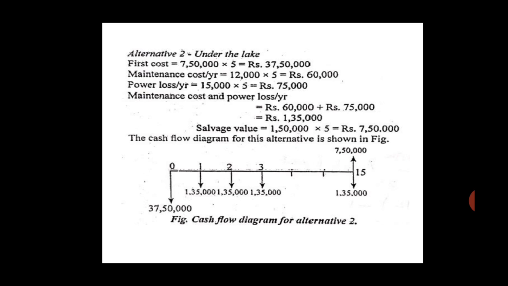So you can see the cash flow diagram for alternative 2. The initial cost 37,50,000 rupees we have spent. Then every year we are spending 1,35,000. This diagram is correct. You can see till the 15th year we are spending 1,35,000, and in the 15th year when we scrap that, sell that as a salvage, you will get 7,50,000 rupees.